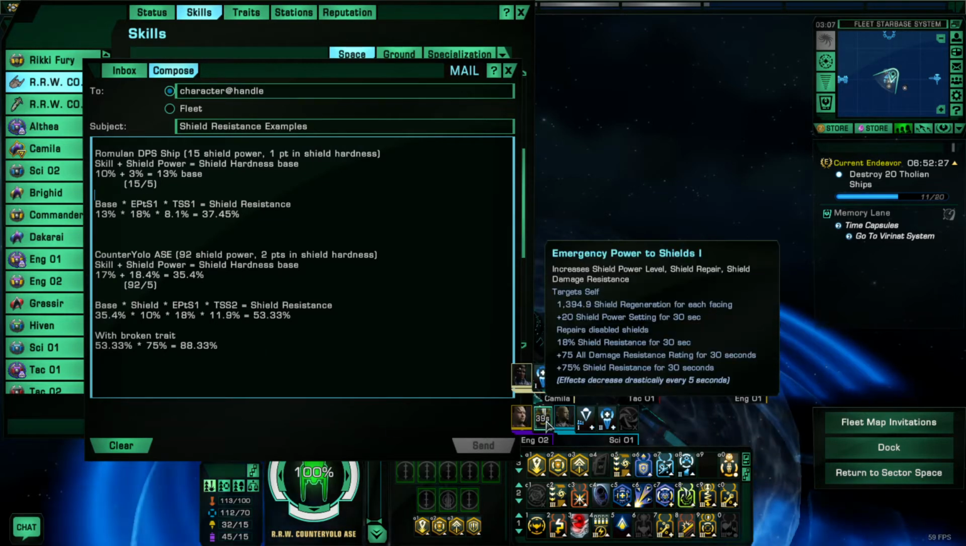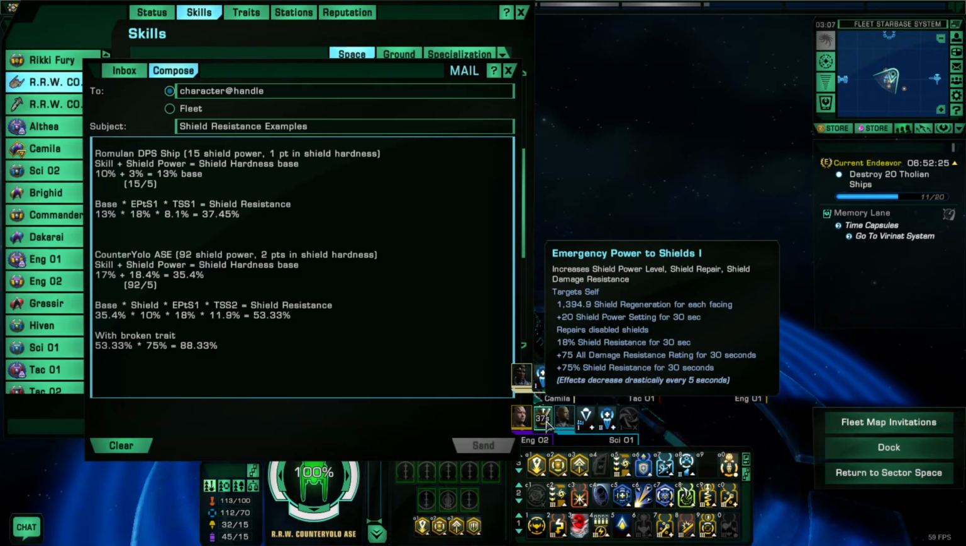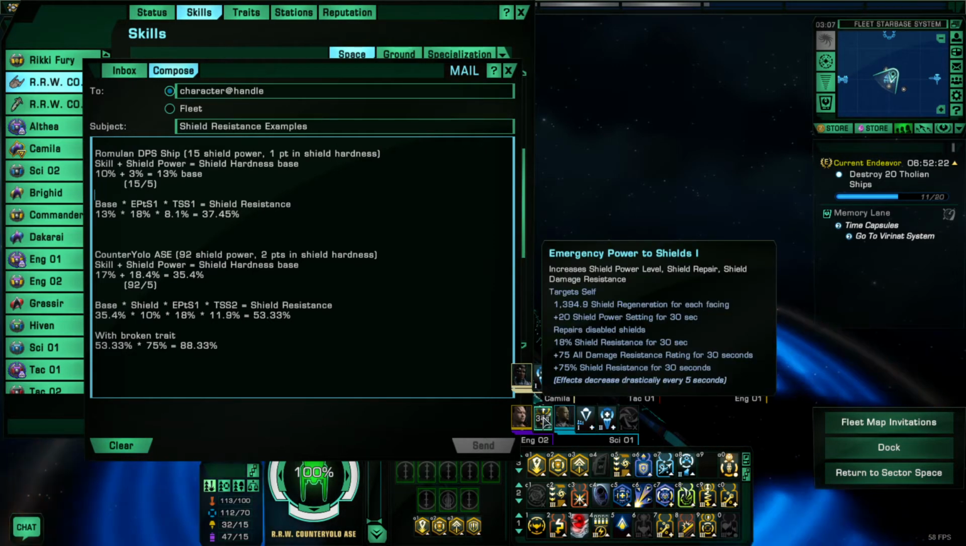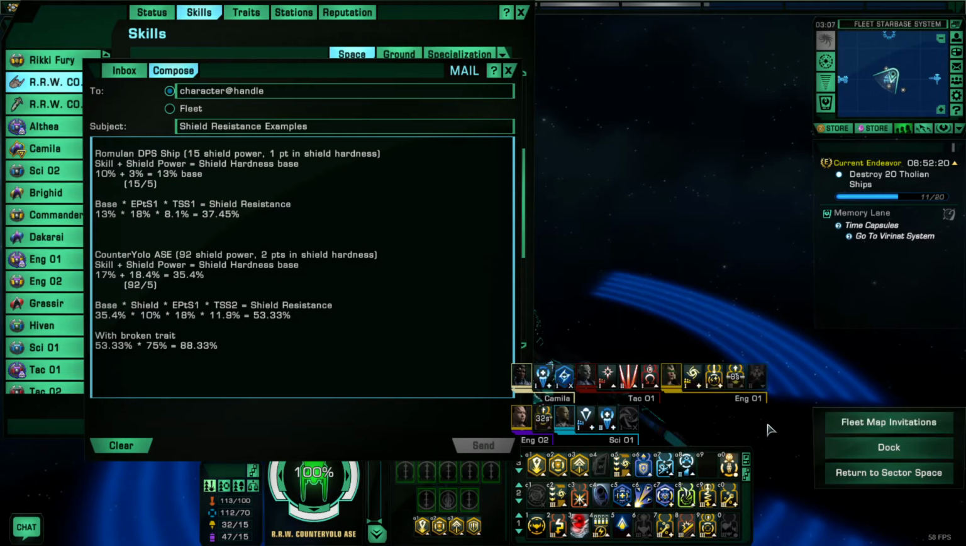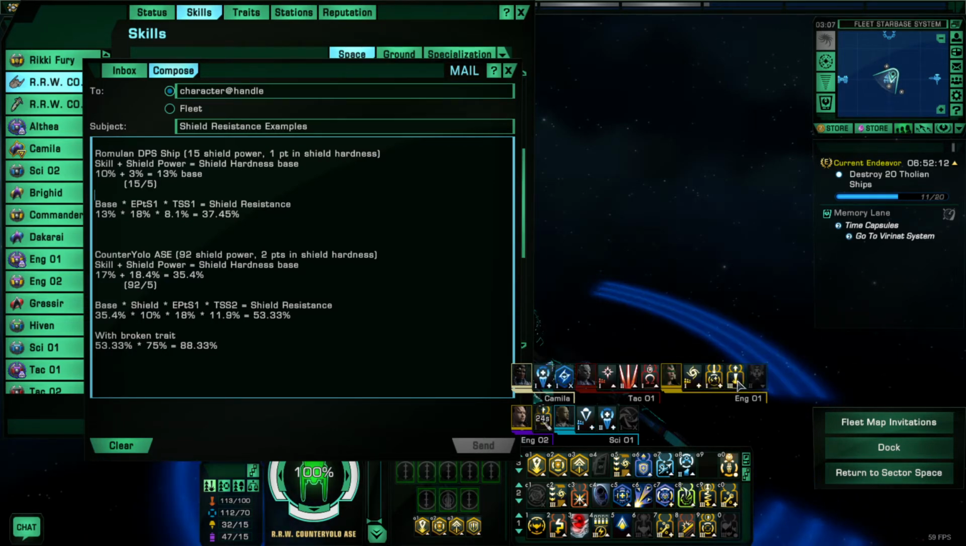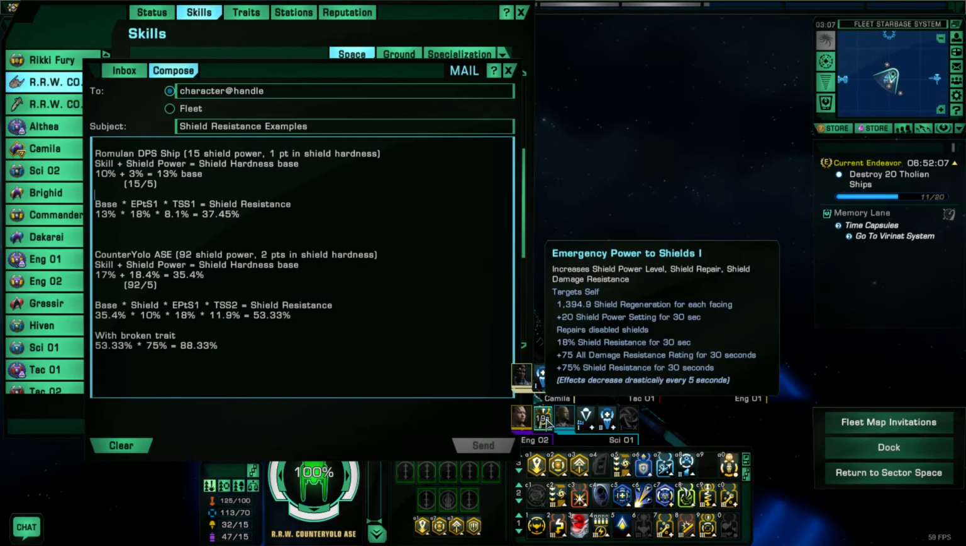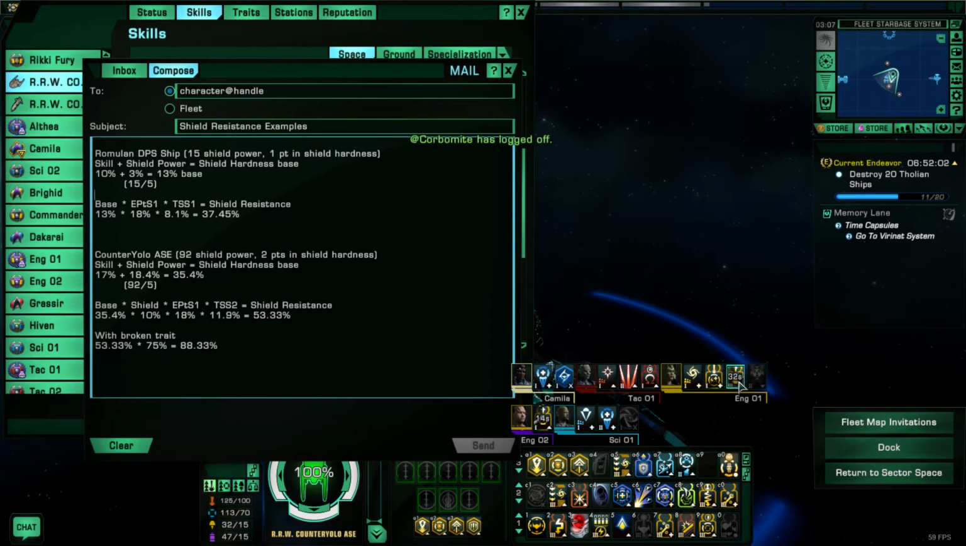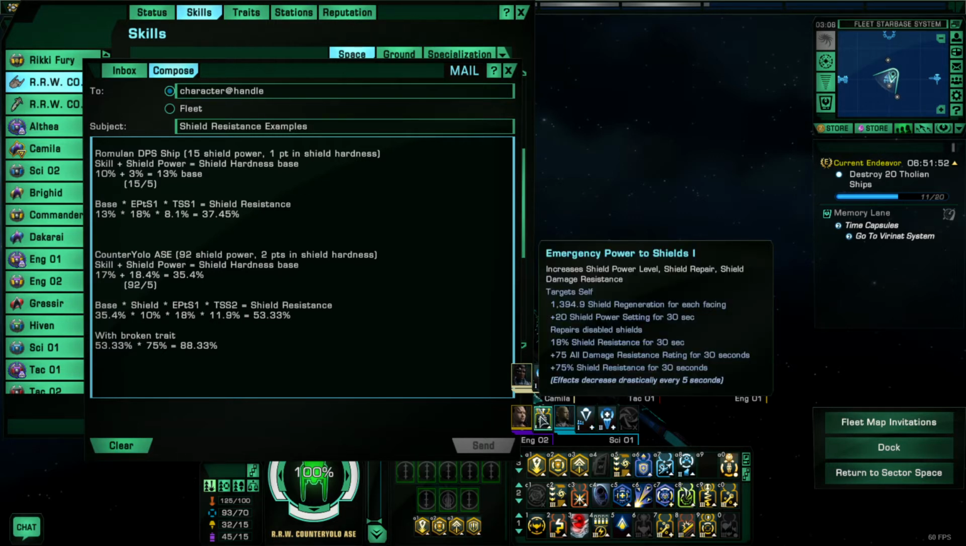Now, something that's really important to know is that this 30 seconds isn't dependent upon this power. It'll just keep on going even after you enable a different power. So for instance, if I push this and 15 seconds later I want to push weapons, the remaining 15 seconds on the shield resistance is still going to be going for that whole time, even though I have some additional power now instead of shields. So constantly during my battles, I will often be spamming emergency power to weapons and emergency power to shields because of this shield resistance.